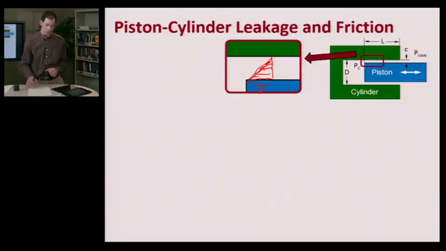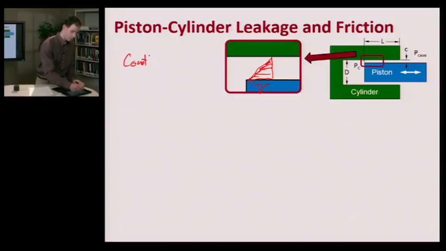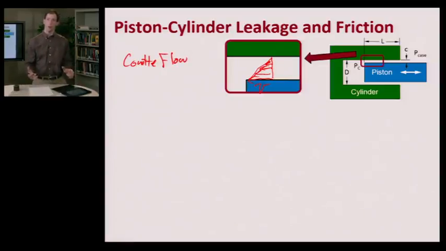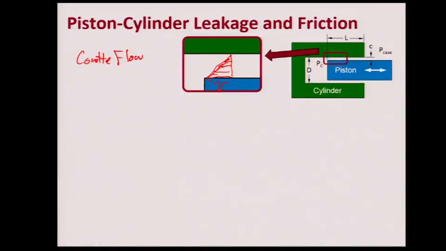So I've got this velocity gradient here, which we refer to as a Couette flow, which is due to the moving of the piston right here. So what I've labeled right here would be Couette flow. And then superimposed on that, I'm going to have the pressure-driven flow. So I'll grab a different color.